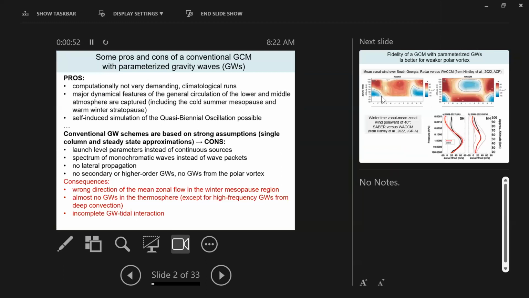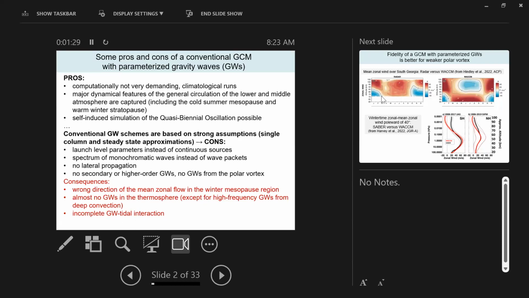So let us first talk about the pros and cons of a conventional model setup where gravity waves are parameterized using the conventional framework. Of course, you are aware of the pros: it's not very computationally demanding, and you, for example, can simulate a self-induced QBO. We also assume that the major dynamical features of the middle atmosphere, like the cold summer mesopause, are captured in such a model. But as you will see, the problems already start in the upper winter mesosphere.